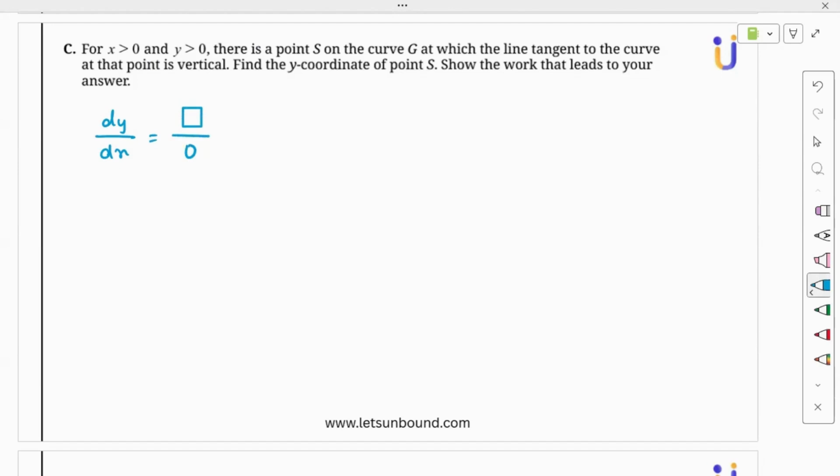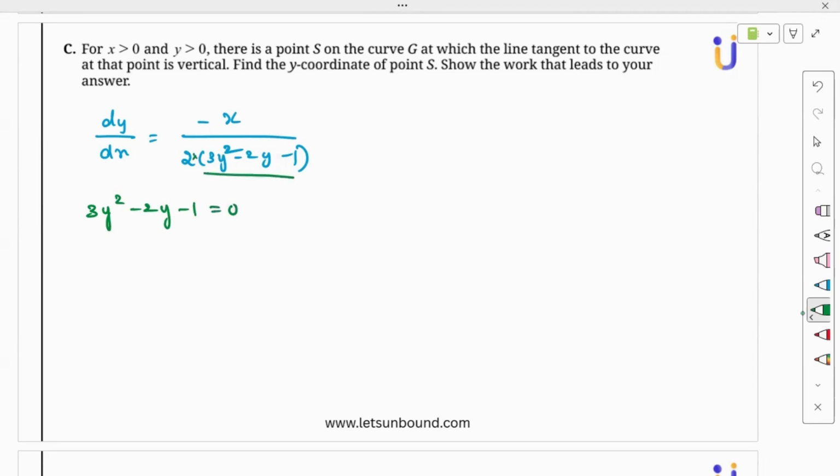Correct? So all you need to do is take your dy by dx, which is minus x, what we proved in part A, and you need to set the denominator to 0. This condition gives the vertical tangent. So we're going to do 3y square minus 2y minus 1 equals 0. Why am I not taking the 2? The 2 is 2, fix it. So this has to be 0. Let's see for what values this becomes 0.